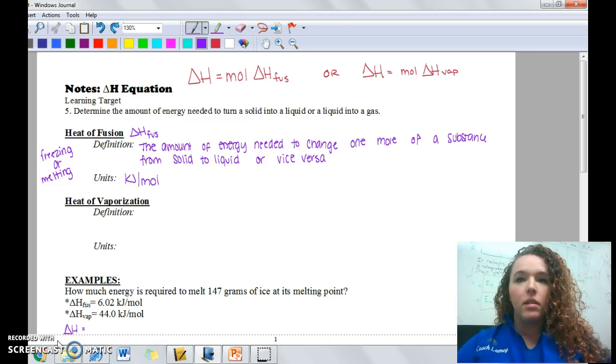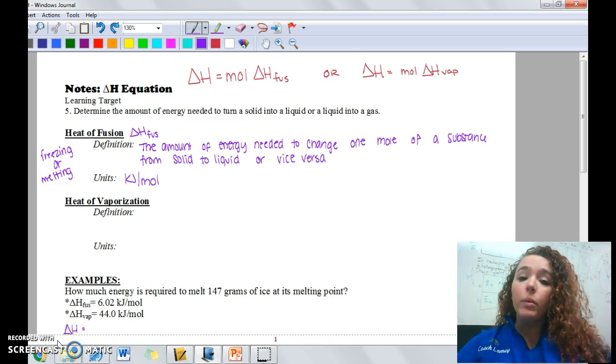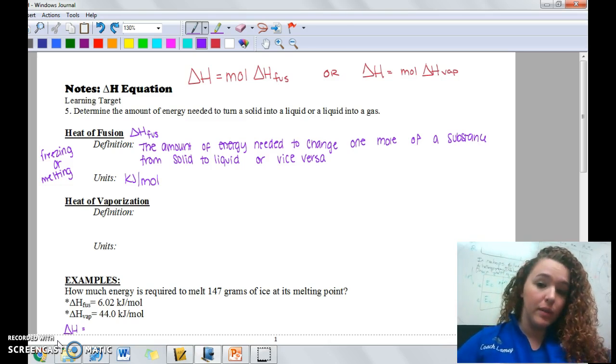Now, again, something we want to be really mindful of is with the delta H equation, we're using kilojoules per mole. However, when we did our Q equals MC delta T, we were using joules per gram degree Celsius. So we really need to be mindful of making sure we have our units in kilojoules for delta H, but in joules for Q equals MC delta T.